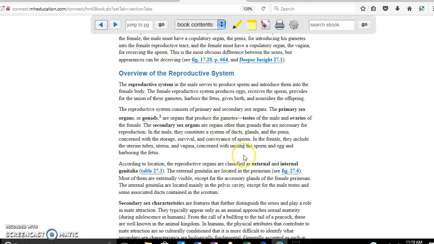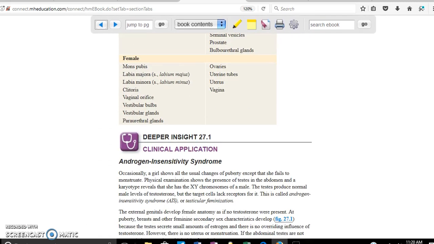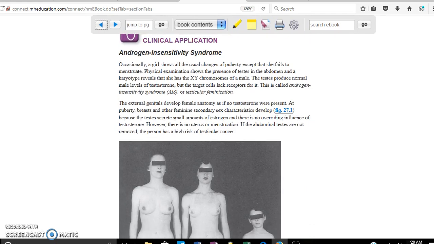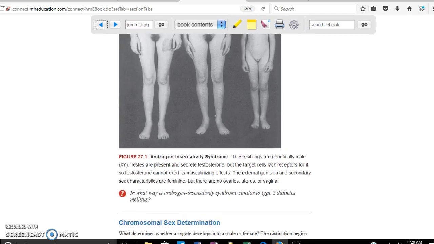Also, we have obviously external and internal genitalia, right? In the case of, for example, females, internal would be the vagina, and external would be the breast. So that's fairly easy to understand. We keep scrolling down. You can see in there androgen insensitivity syndrome. That's a disease. We are not going to cover that at this time.